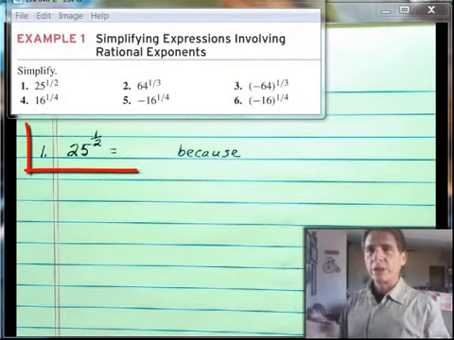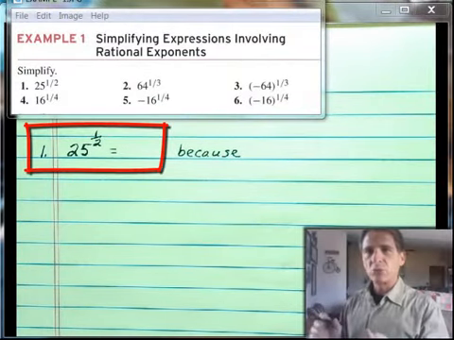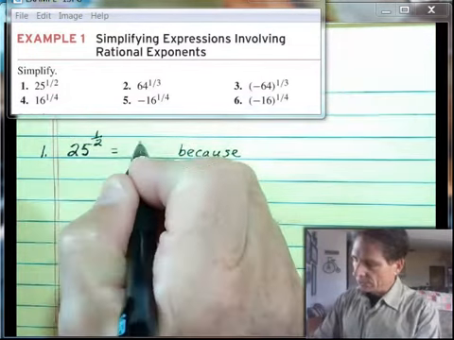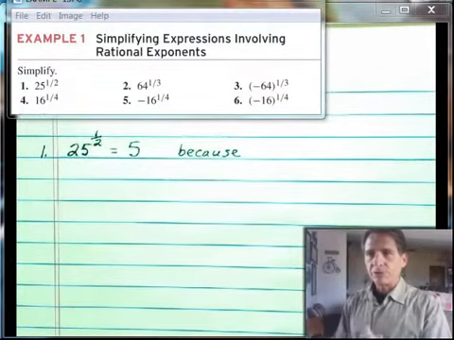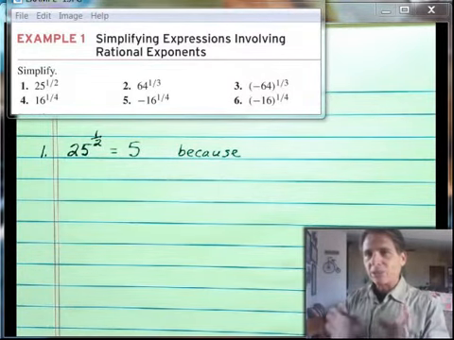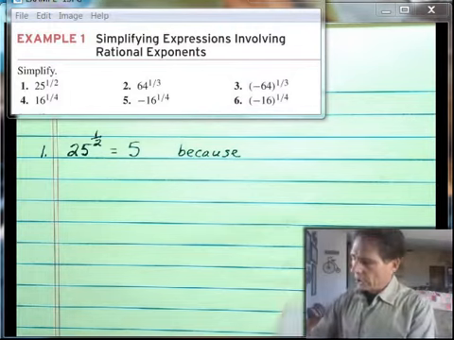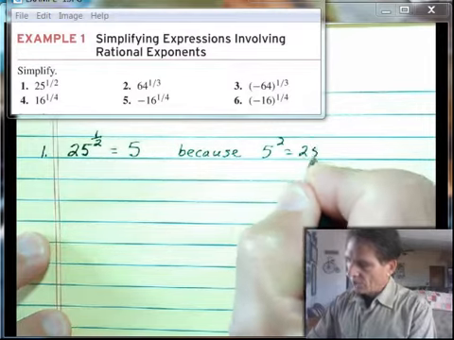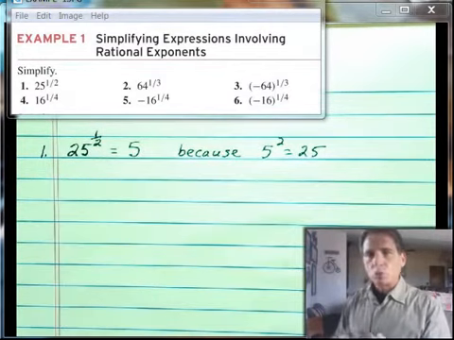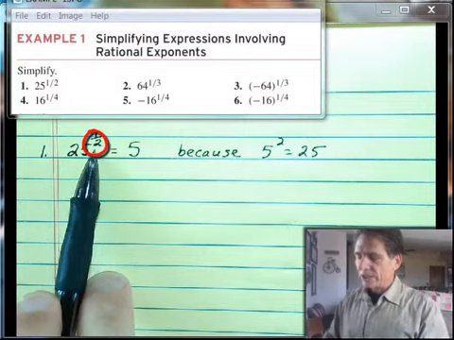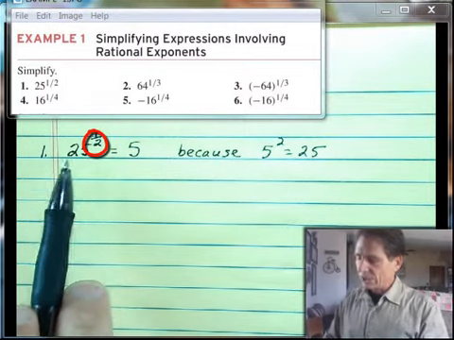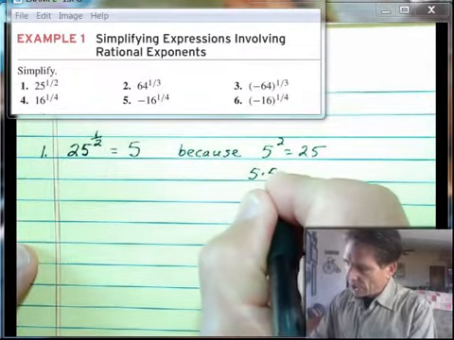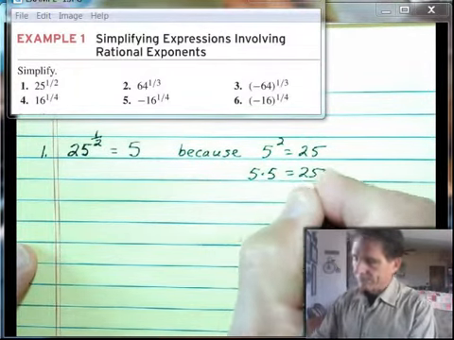Part 1 of example 1 has 25 raised to the 1/2. I'm just going to give you the answer. We're going to focus on why it's the answer. 25 to the 1/2 is 5. Now the reason is because 5 squared equals 25. Or another way of saying this is we're looking for a number that times itself twice is equal to 25. So that would be 5, because 5 times 5 is 25.